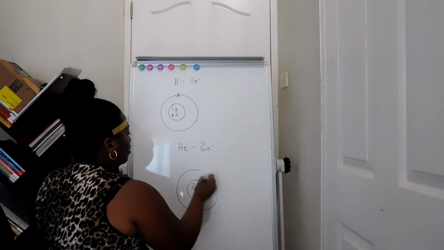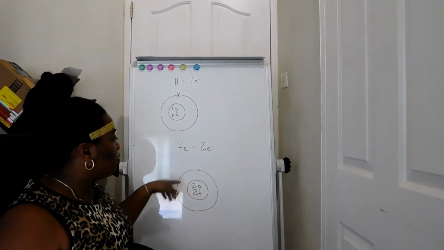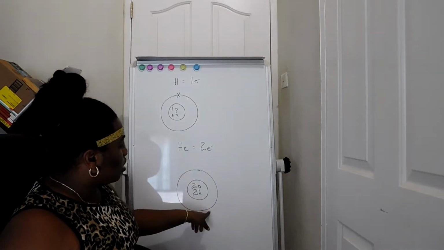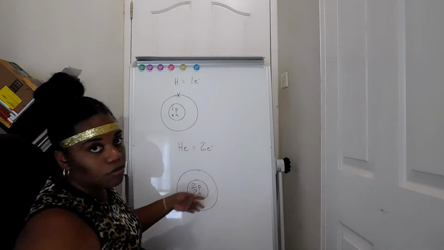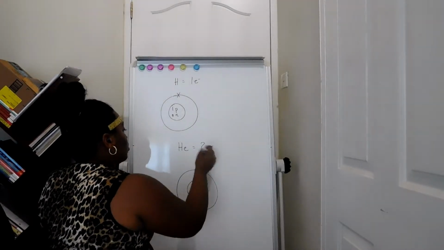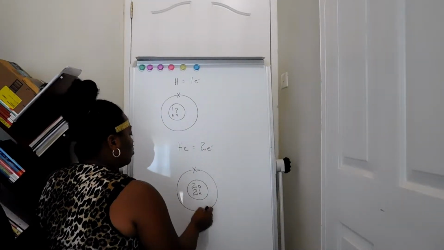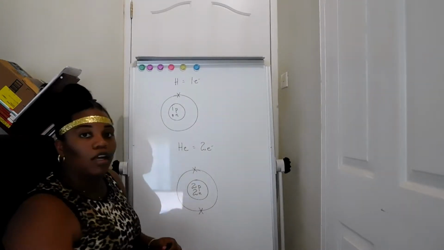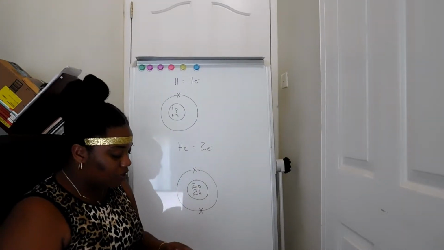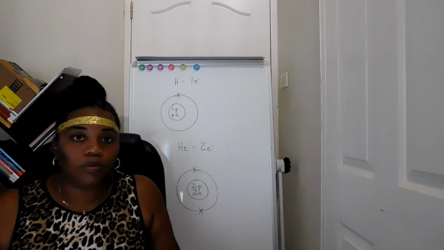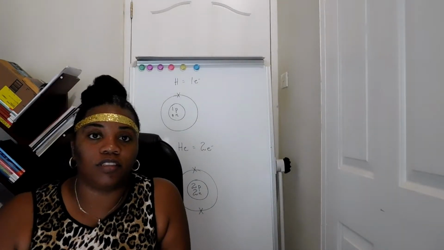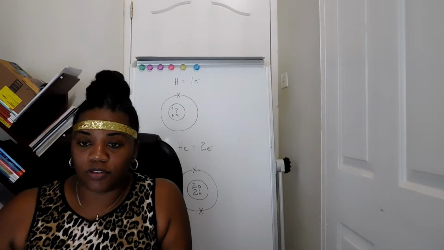And you know that the first electron level, or the first energy level, can hold a maximum of 2 electrons. So it's only 2, so therefore you just put the 2. And you keep going. Let me know how that goes. I'll probably post the answers at the end of the video.